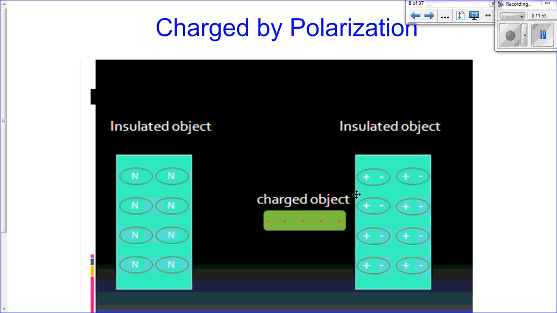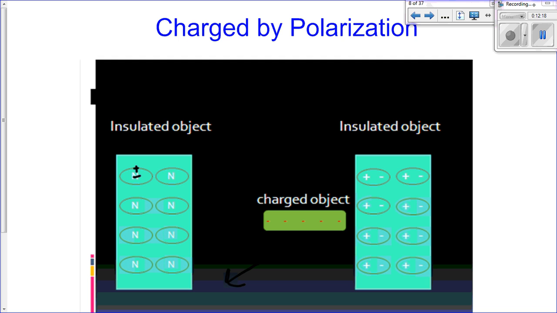So the charges are pretty much static, they're pretty much stationary, but instead of it being neutral over here, where it was probably positive and negative, pretty close to each other, they've split into positive and negative. Now, what happens if I bring this charged object away from the insulated object? Well, then the insulated object would go right back to being neutral.